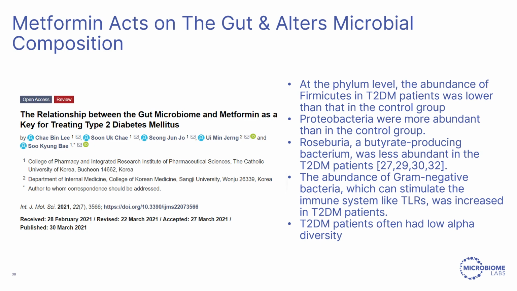What researchers have found is that the abundance of gram-negative bacteria that have lipopolysaccharide can stimulate the immune system and stimulate toll-like receptors, which further drive the inflammatory process. Type 2 diabetes patients often also had low alpha diversity, so they had fewer species of bacteria as a whole in their microbiome.